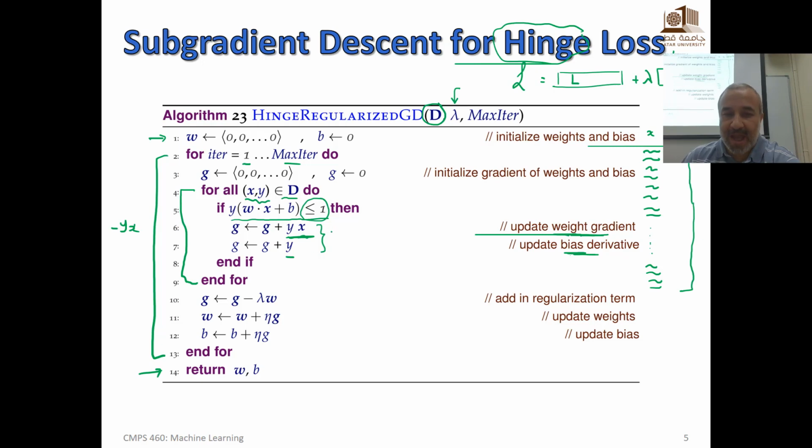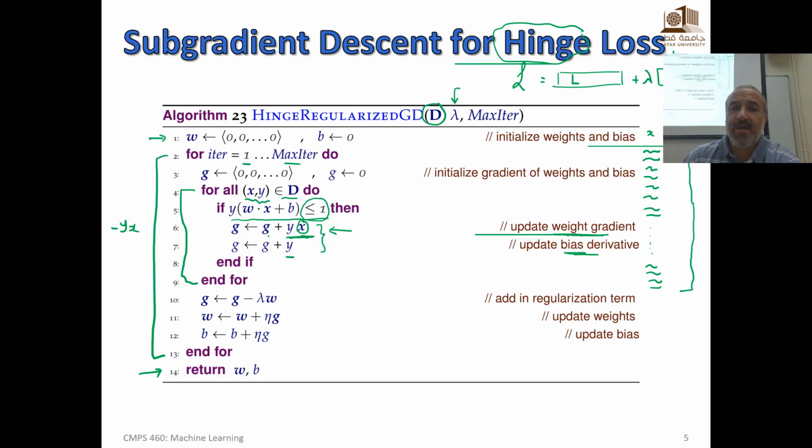Now, looking at line 6, what is x? Abir, what is x? The feature vector. Very good. So x is a vector, the feature vector for the current training example. And y is the label, which is just 1 or minus 1, so it's a scalar. So a scalar times a vector is a vector.